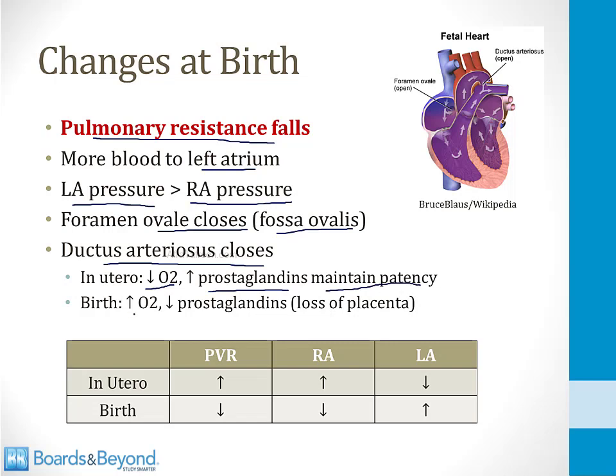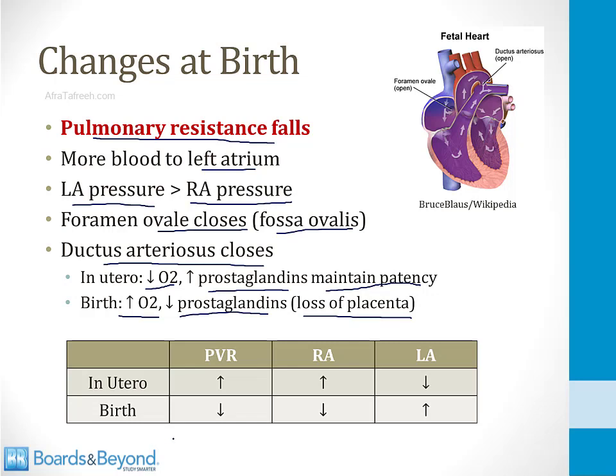At birth, the oxygen content of the blood in the ductus arteriosus rises because the lungs start to work, and the level of prostaglandins falls because you lose the placenta, and these are the two major triggers for closure of the ductus arteriosus. So at the bottom of the screen, I've highlighted the key physiologic changes between in utero and at birth, and these are very high yield for you to know for Step 1 of your boards.